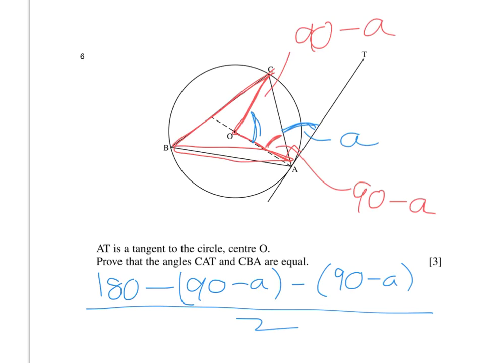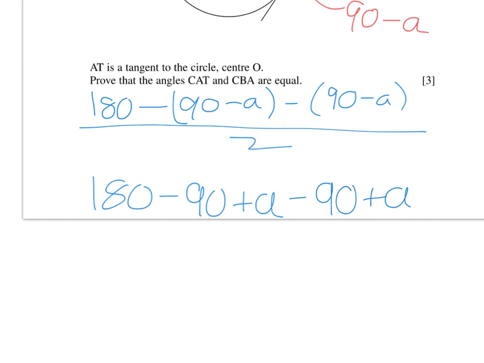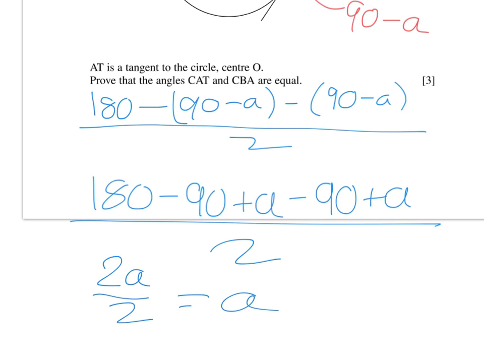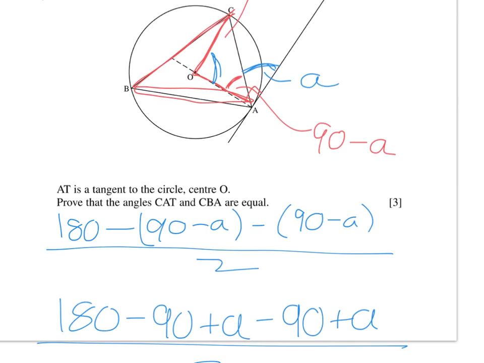So we just need to simplify down this expression in order to solve. Simplifying that down, we have 180 minus 90 plus A, because of the double negative, minus 90 plus A. 180, take away 90, leaves you with 0. A plus A leaves you with 2A over 2, giving you an answer of A. If we go back to the original diagram, we said that this angle here, CAT, was A. We've now shown that this angle here, CBA, is also A. Therefore, we have proven that CAT and CBA are equal.